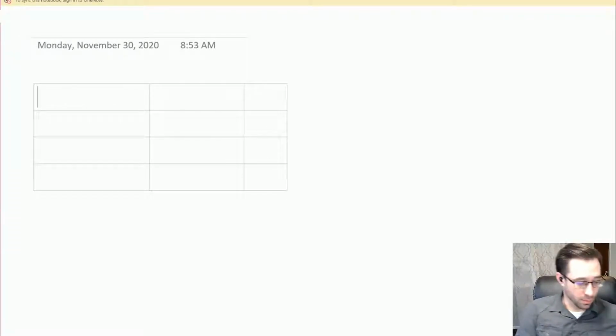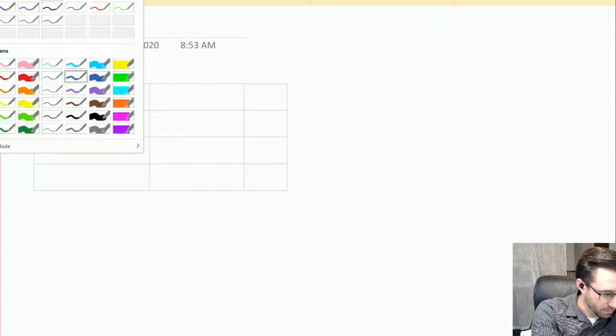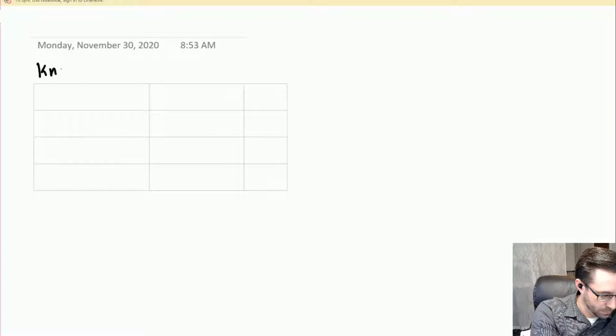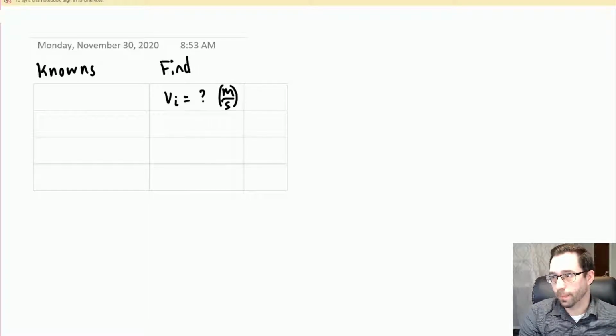So if I switch over here, this is going to be our knowns, and these are our find. Okay, so I need to find v sub I, which has units of meters over seconds. This is what we don't know. Does everybody agree with that? Okay. Yep. All right.